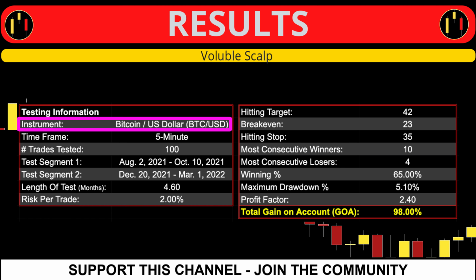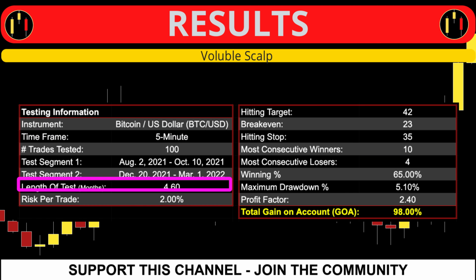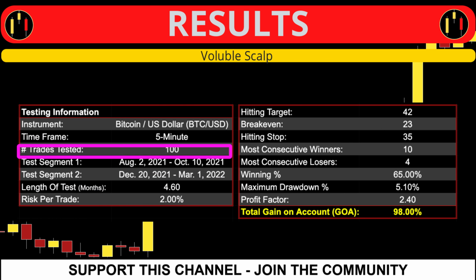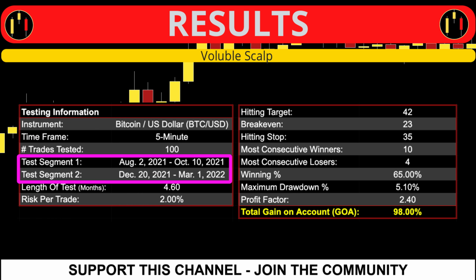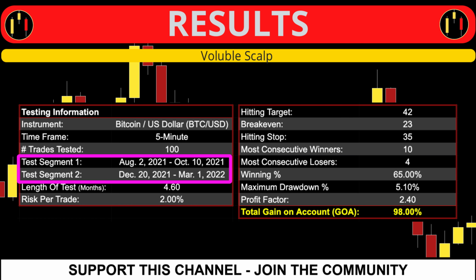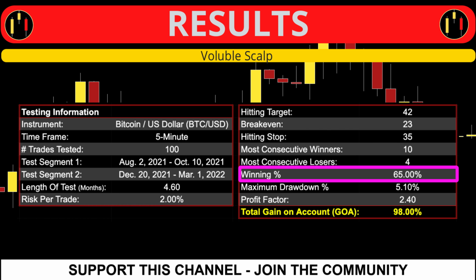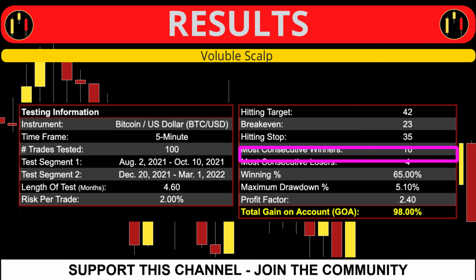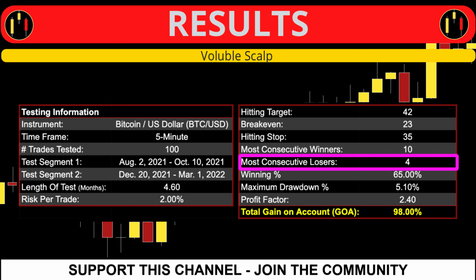This test was done on Bitcoin versus the US dollar, 5-minute Japanese candlesticks. It took just over 4.5 months to find the 100 trades. Due to an error when I was using the replay feature, the test was broken down into 2 separate continuous parts. That being said, all break-even trades counted as winners, giving us a win rate of 65%, in which there were 10 consecutive winners, which greatly contrasts to the 4 losing setups in a row.